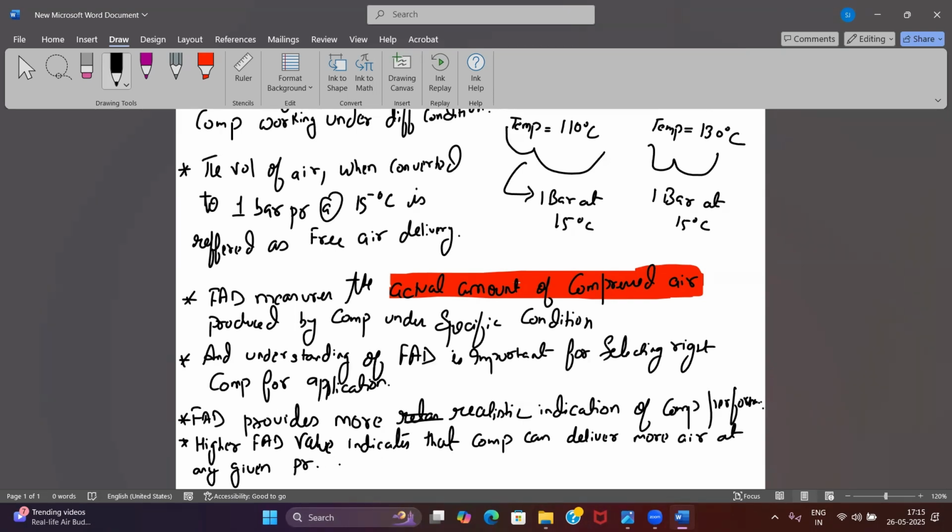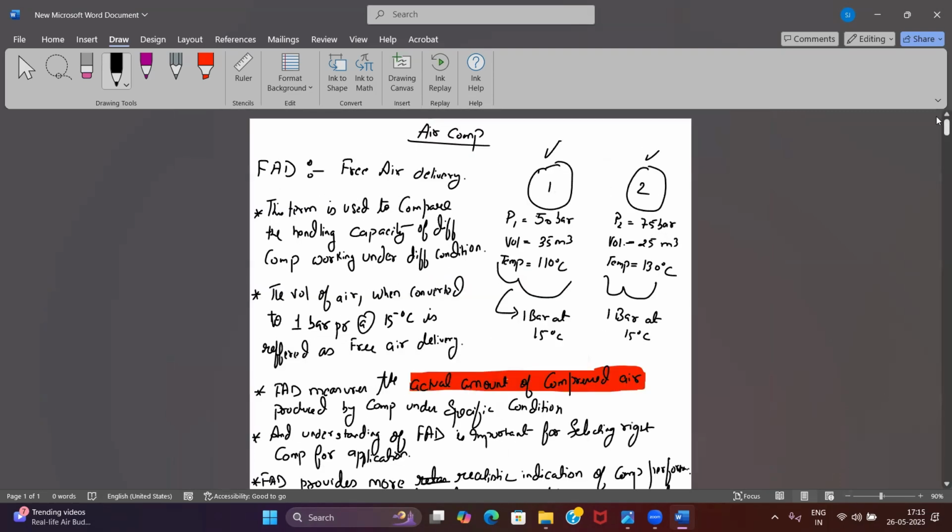Okay, so that means if your FAD value is more, that compressor is more efficient. I took an example of two different compressors. To find out which compressor is more efficient, which is better, I have to start from some initial point, because these two compressors might be working in different temperature regions and are of different capacities. So to compare these two, I have to start from some initial points. For that, I have to convert these values.